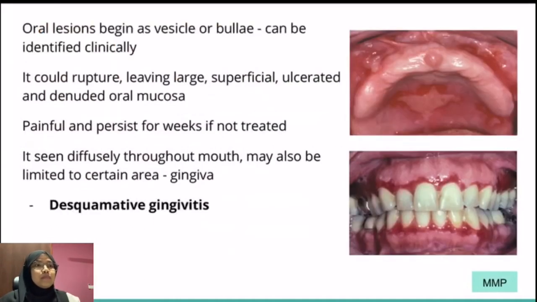The oral lesion may begin as vesicles or bullae, which can be identified clinically. The bullae could rupture and leave large, superficial, ulcerated and denuded oral mucosa. It is painful and persists for weeks if it is not treated. The ulcers may be seen diffusely throughout the mouth, but may also be limited to a certain area, especially the gingiva, and produce a clinical pattern called desquamative gingivitis.